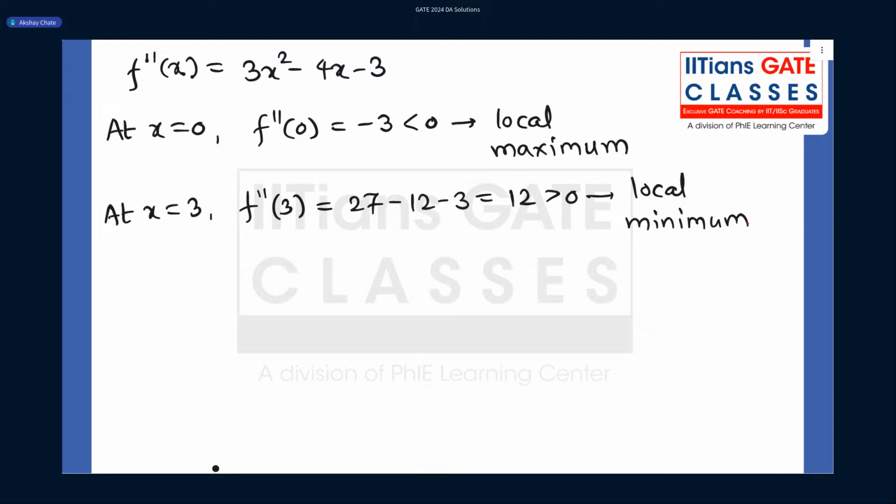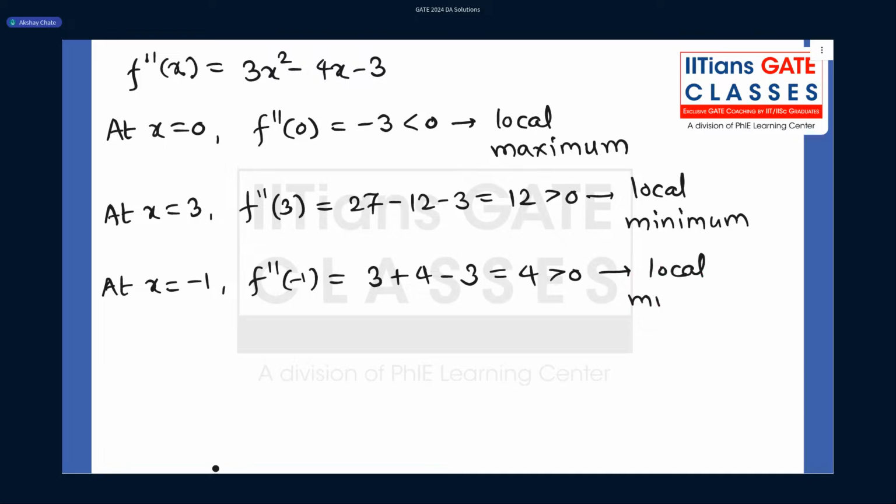Okay. Then you check at x equal to minus 1. What is the second derivative? That turns out to be 3 plus 4 minus 3, which is 4, which is greater than 0, and by definition this implies that it is a local minimum.